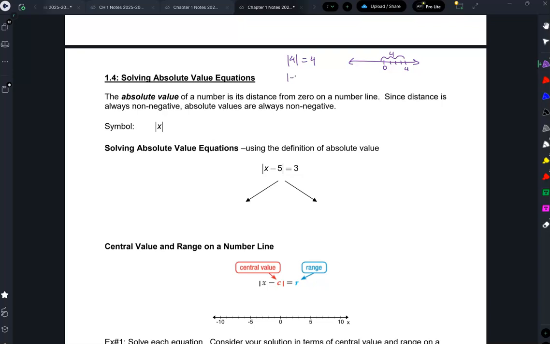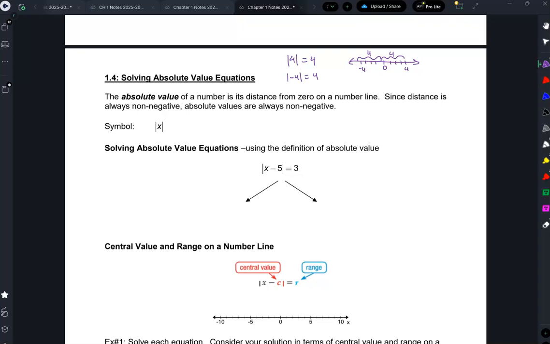Now, if I say absolute value of negative 4, now I'm asking how far is negative 4 from 0? So how many units is that? 4. That's why that's 4 units. That's why absolute value of 4 and absolute value of negative 4 are 4. It's not that absolute value takes the sign away. Absolute value has no such capabilities. It's just that absolute value asks for the distance between a number and 0. And since distance is always non-negative, that's how it looks.